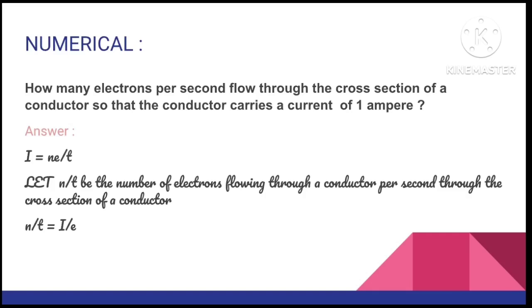Let N over t be the number of electrons flowing through the cross-sectional area of the conductor per second. On cross multiplying, the formula will be I upon e. I is given in the question as 1 ampere, and e is 1.6 into 10 raised to power minus 19 coulomb. On solving this, we get the final answer, that is 6.25 into 10 raised to power 18 per second. That is, a flow of 6.25 into 10 raised to power 18 electrons per second through a conductor gives rise to 1 ampere electric current in a conductor.